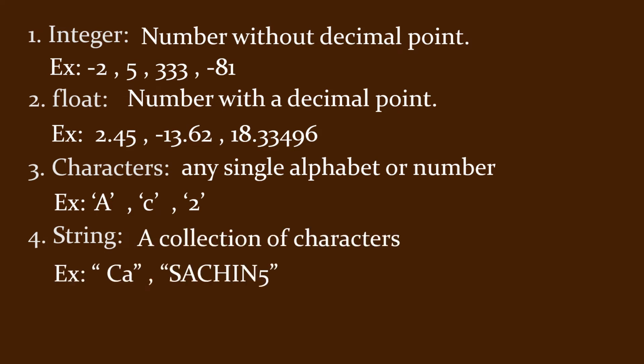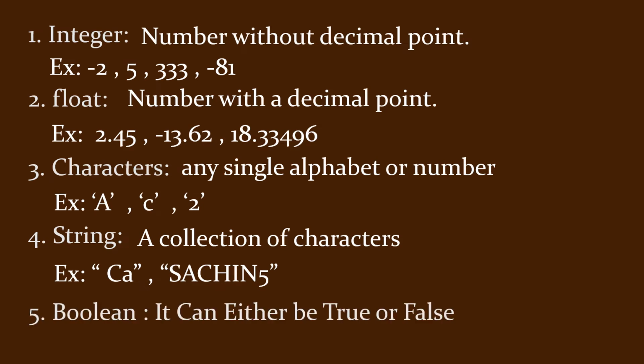Just as a character is written inside a single quote generally, a string is generally written inside double quotes. The last data type is a boolean. A boolean can be either true or false.